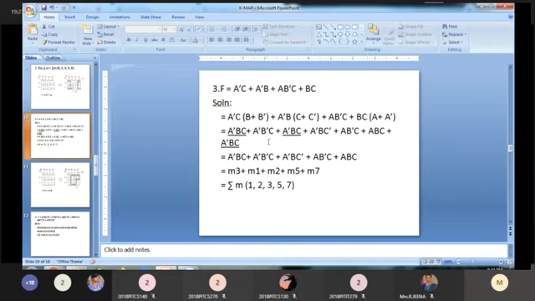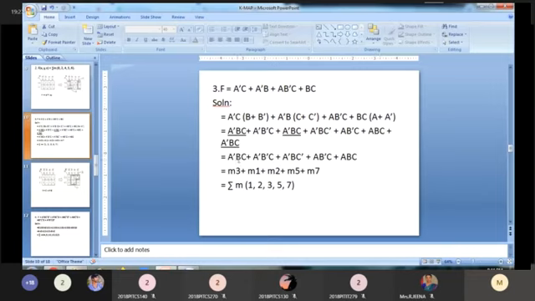Then next step, you have to eliminate the repeated terms. You have to not eliminate it. You have to write the repeated terms at one time. If you are having one term more than one time, you have to take the repeated term as only one time. Here A bar B C. Here also A bar B C. So you have to write A bar B C one time. A bar B C plus A bar B bar C plus A bar B C bar plus A B bar C plus A B C.